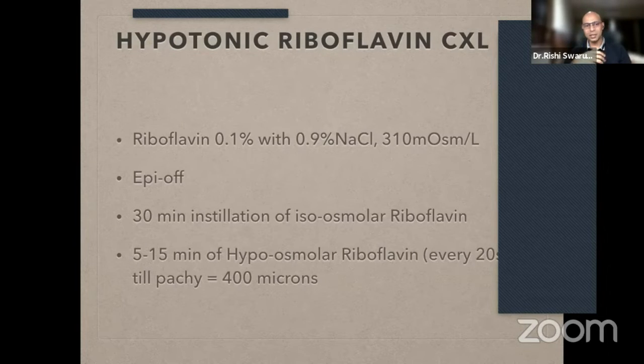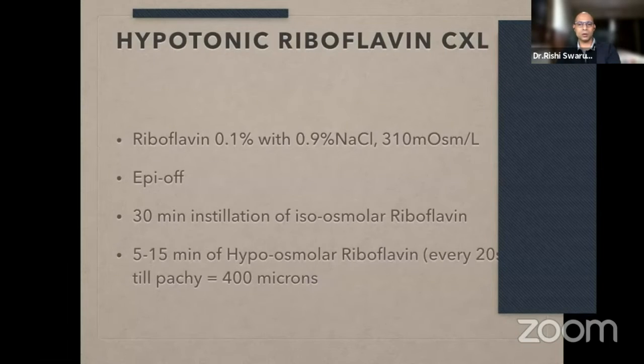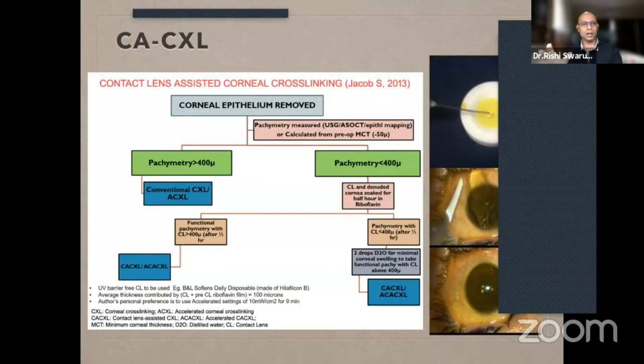And there has recently been a paper which has come out from Dr. Hafezi's group, which has shown this in a large series of patients, and they are able to do this for corneas sub 300 microns with wonderful effects, almost 265 microns if I'm not mistaken. So hypotonic riboflavin was basically riboflavin in sodium chloride 0.9%, with osmolarity of 310 milliosmoles per liter, and basically you have to initially instill the hypotonic riboflavin and then go for regular riboflavin and then crosslink. But I told you the problems with that.